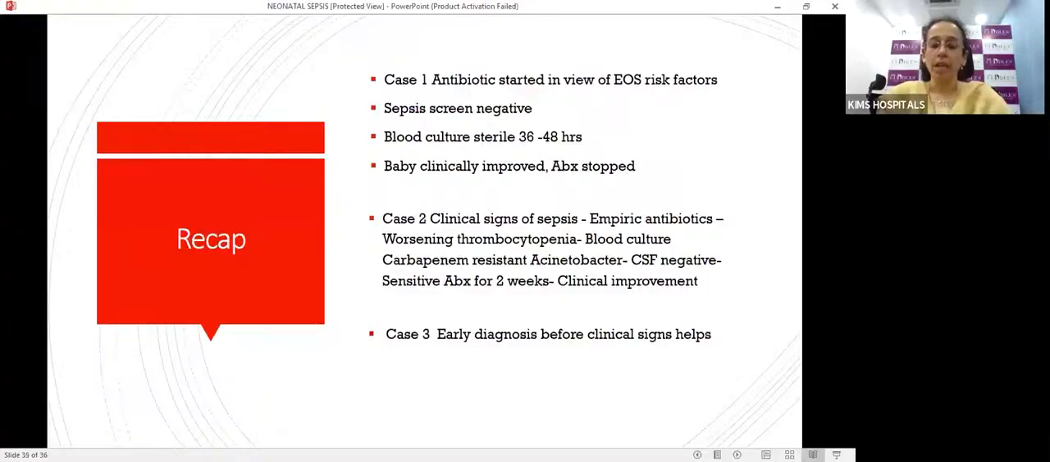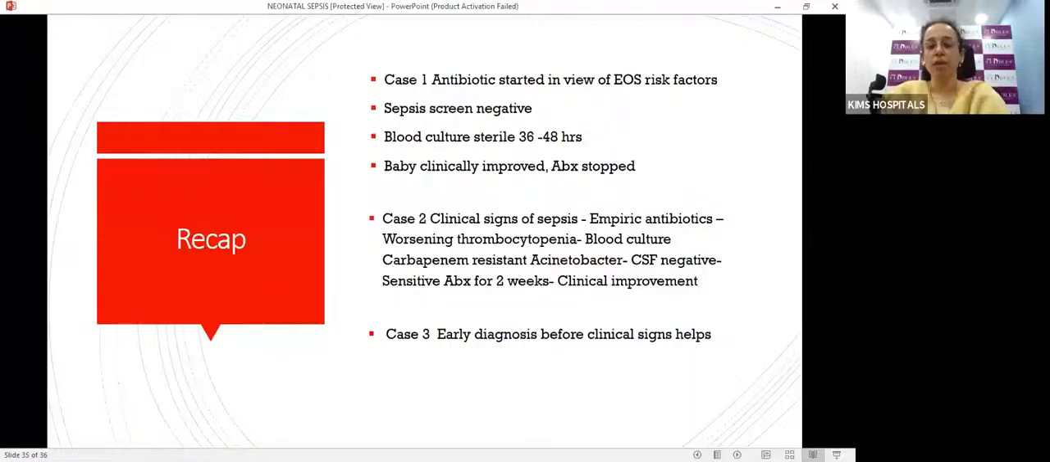Now let us see the recap of the cases which we have discussed earlier. In case 1, the 34-weeker baby, antibiotics were started in view of early onset sepsis risk factors in the mother, like maternal fever and PPROM. Subsequently, the sepsis screen was done, which turned out to be negative. The blood culture also turned out to be negative in 36 to 48 hours. The baby also clinically improved, leading to the weaning of respiratory support, initiation of oral feeds, and antibiotics were stopped.